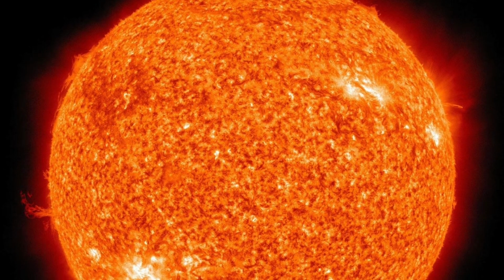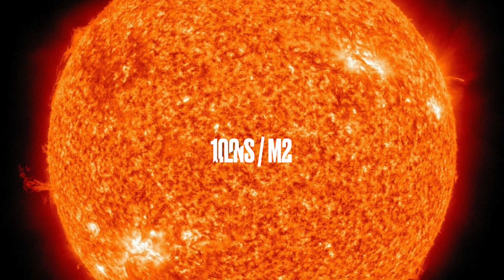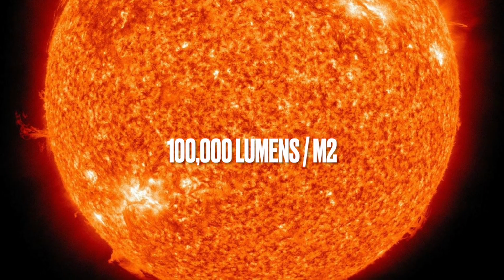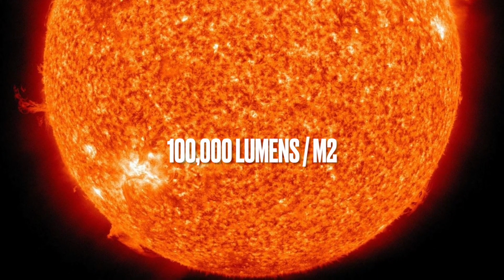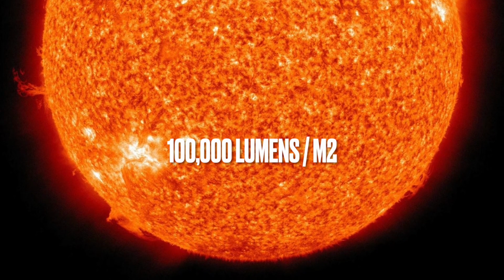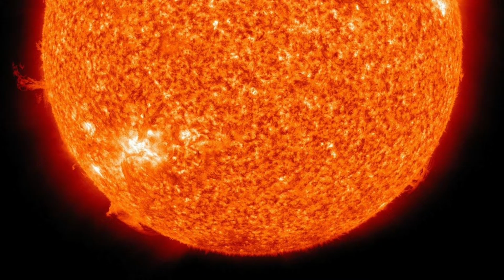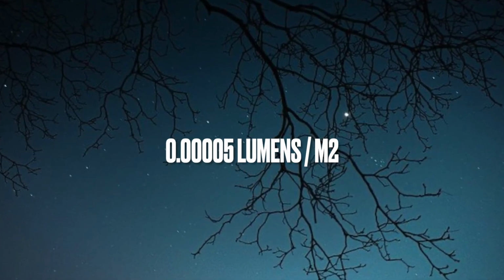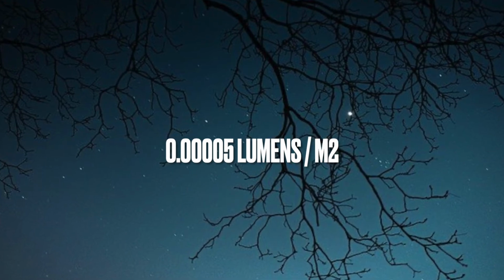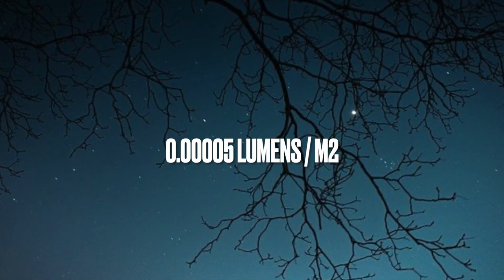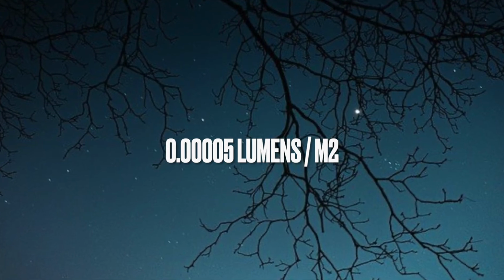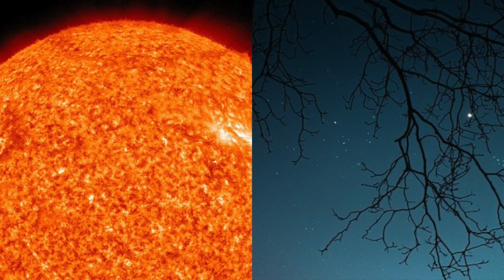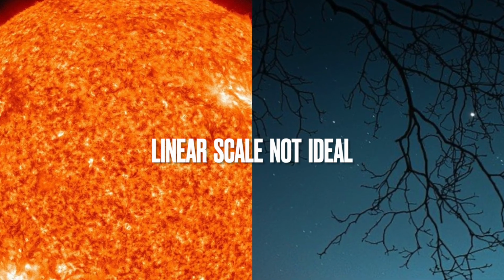For example, the brightness of the sun is measured on the scale of lumens per meter squared. The sun has a brightness of 100,000 lumens per meter squared. Now let's compare that to the brightest star we can see at night, Sirius. Sirius has a brightness of 0.00005 lumens per meter squared. We had to plot these values on the same scale. You can appreciate 0.00005 compared to 100,000 lumens.